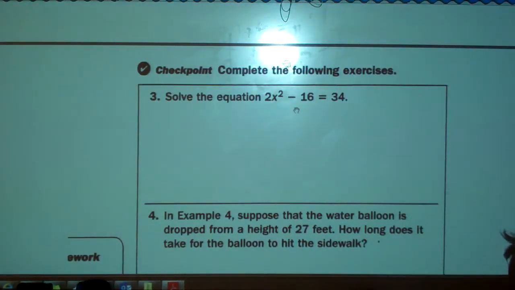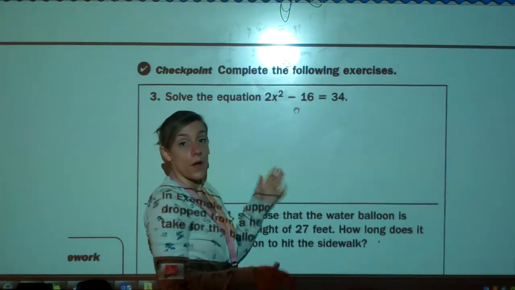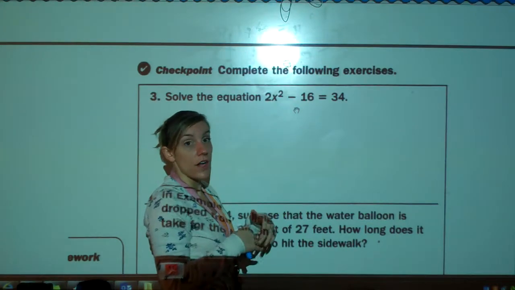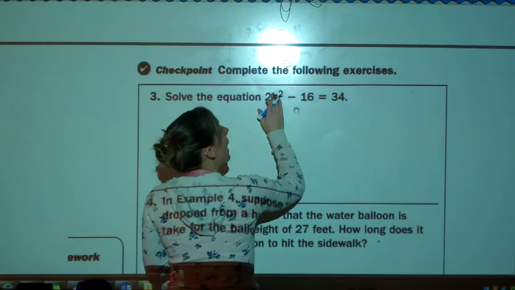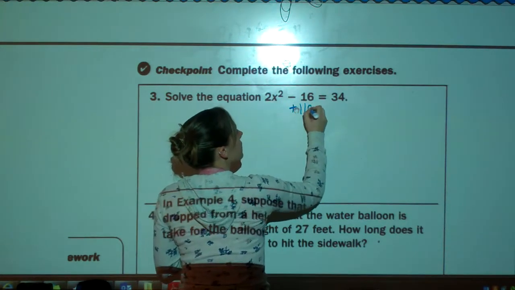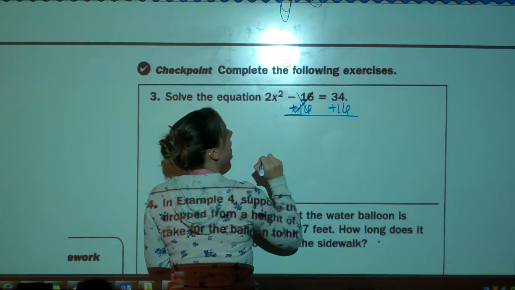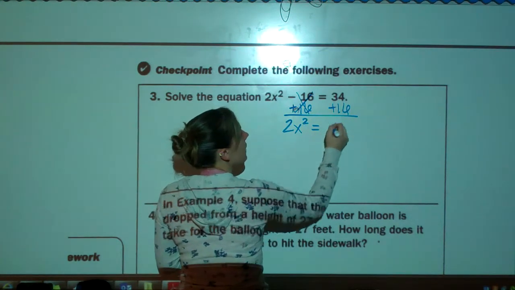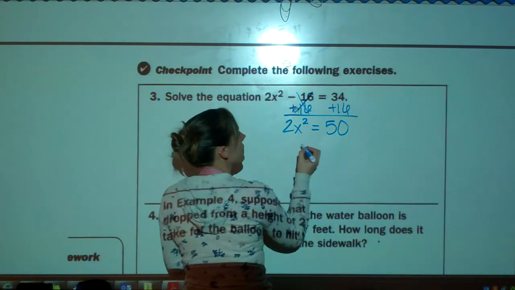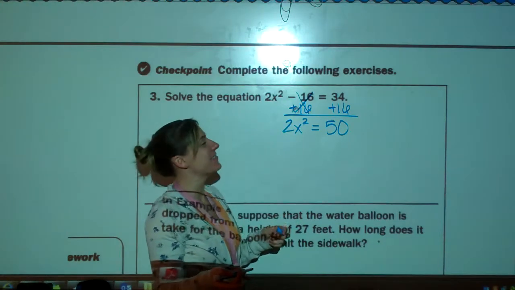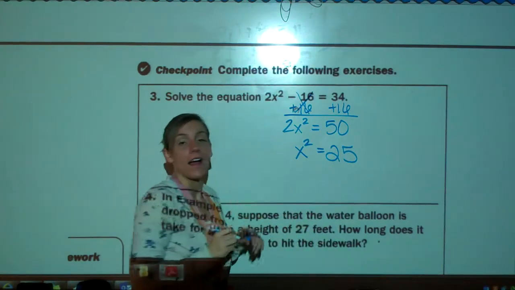So since this is the only variable I have in this whole problem, okay, I don't treat it like a trinomial because it's not. I just isolate that. So I actually move everything away just like we would solve back in Algebra 1. I just get everything off to the other side. So add 16, I get 2x squared and 50, okay? And then I want the x squared by itself, so I divide both sides by 2. And I get x squared is 25, okay?